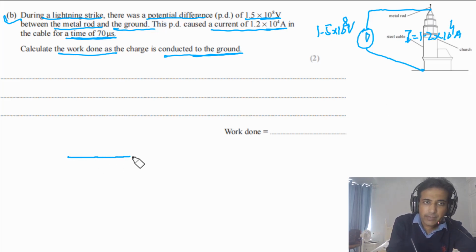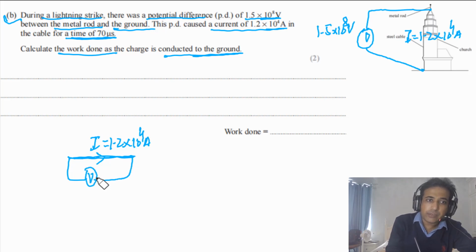Imagine that this is the cable, so you can also imagine this is the wire, and current passing through wire is given to us that is equal to 1.2 times 10 to 4 amps. And if we connect a voltmeter across this wire, PD across this wire is given. So here we have our voltmeter.